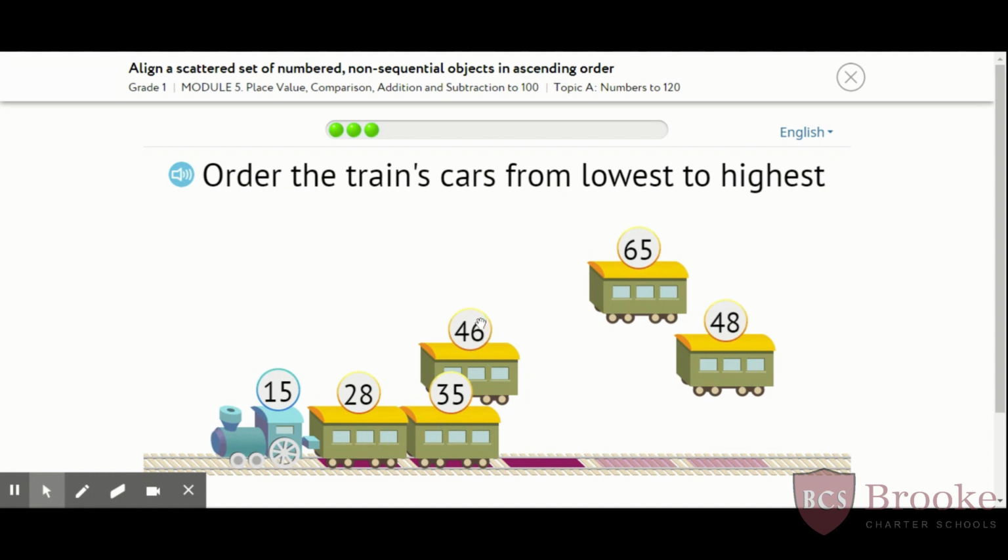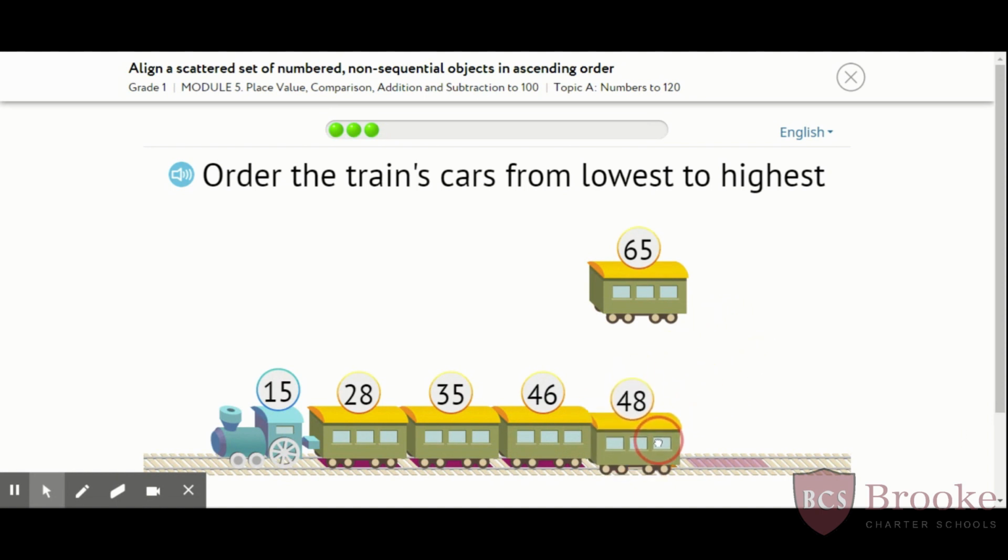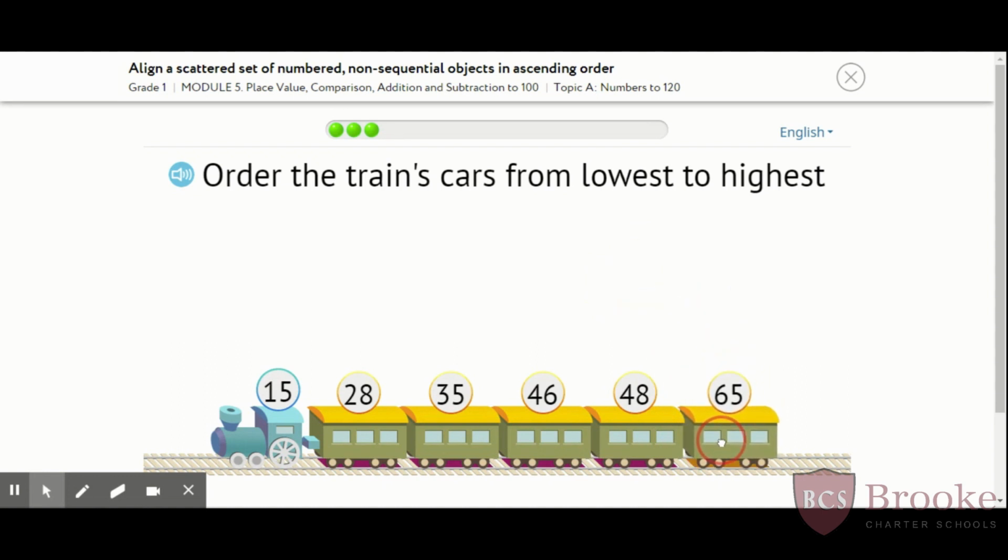That's right. 6 ones is less than 8 ones. So this value is smaller or lower. And then what's my highest value number here? That's right, 65.